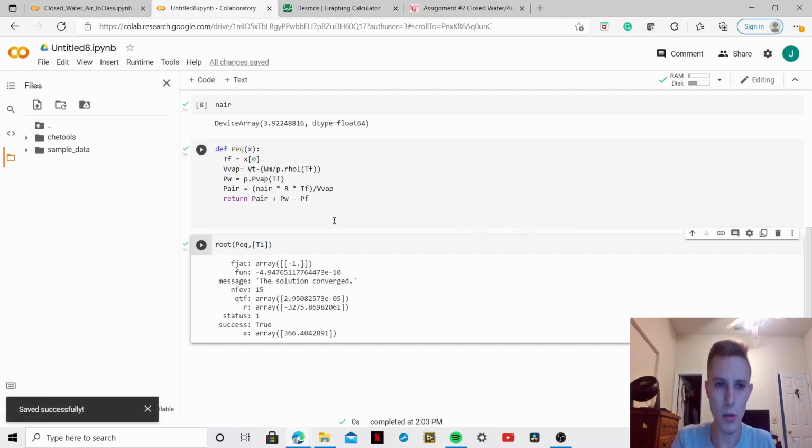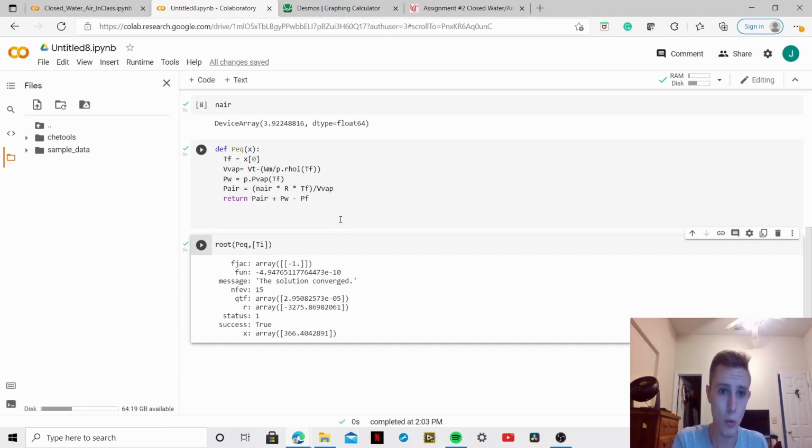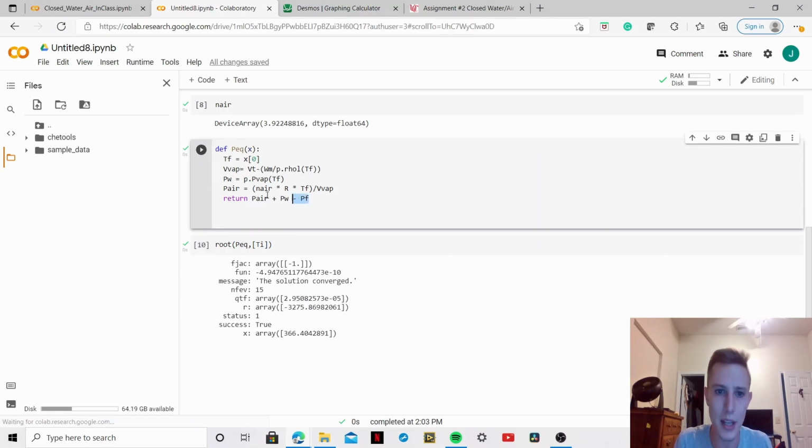Okay, so now that we've solved the problem and found the final temperature of our first situation here, we're going to move on to where we know two unknowns. In this case, we don't know the final temperature, and we are not given the initial total volume of the system which we were working in. But what we are given instead is the desired amount of moles of air in the system, or vapor. Okay, so we can actually do this by using the same function, just copying it down here and manipulating this.